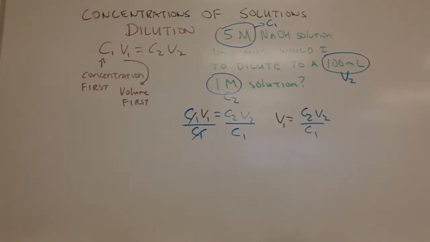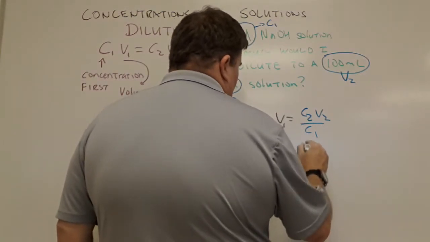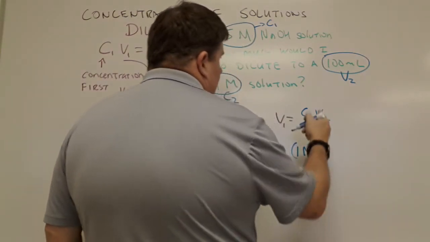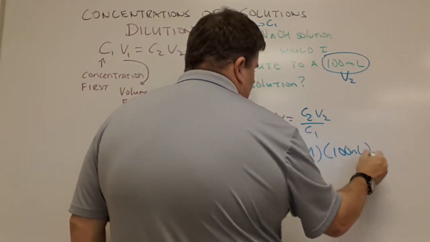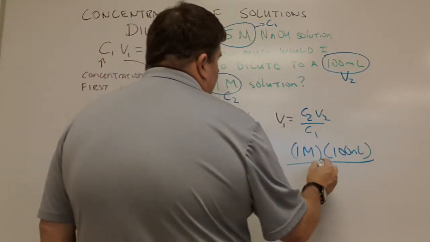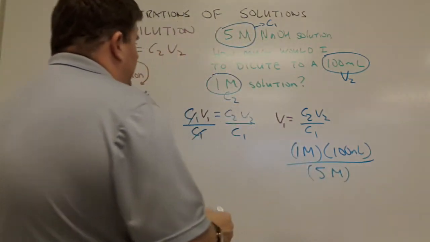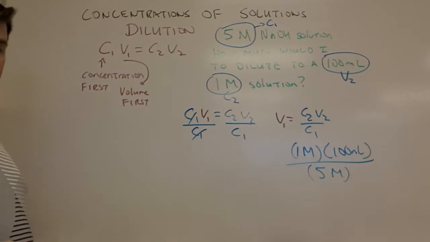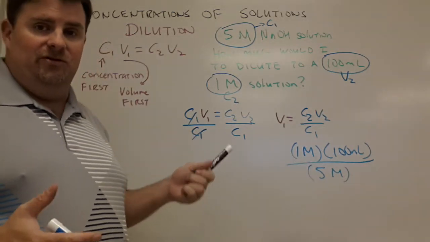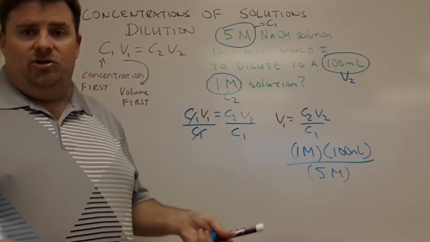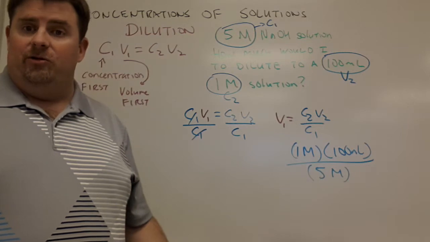Okay? So V1 is going to be equal to 1 molar times V2, which is 100 milliliters, all of that over 5 molar. Now notice that the concentration value is going to disappear at this point. And this is why it's nice to use C1V1 equals C2V2, because the concentration terms disappear, or they're always going to be the same as the previous one you used on the other side of the equation.